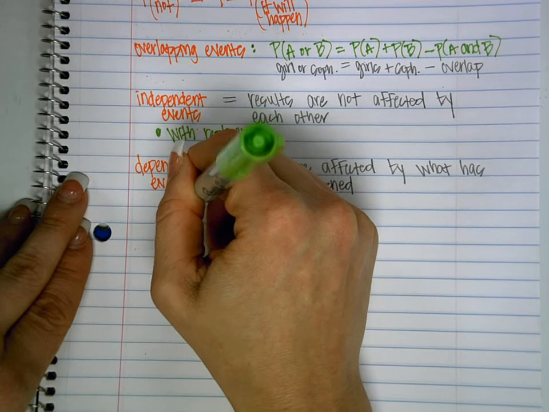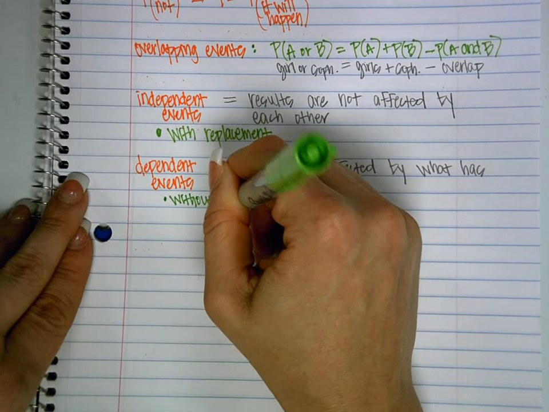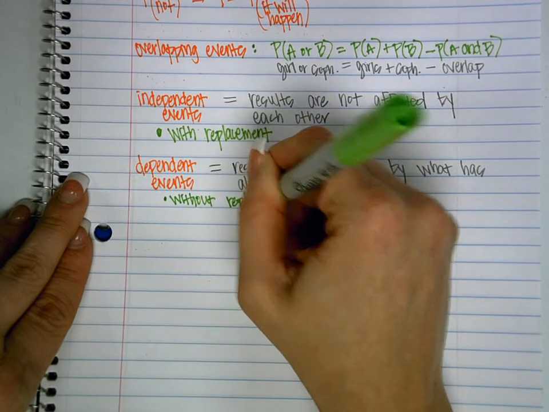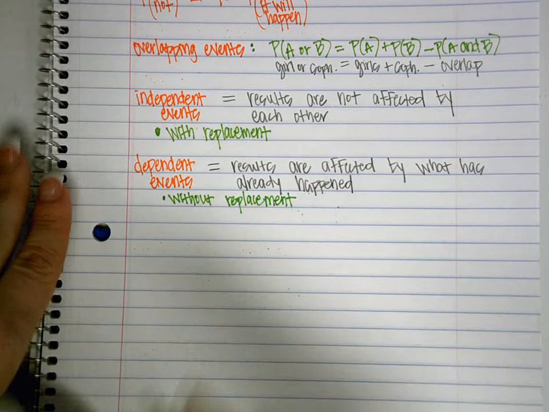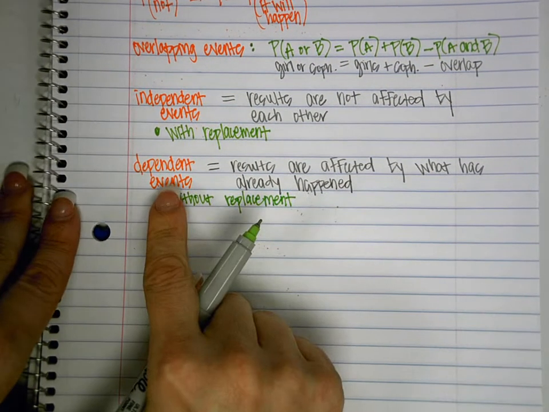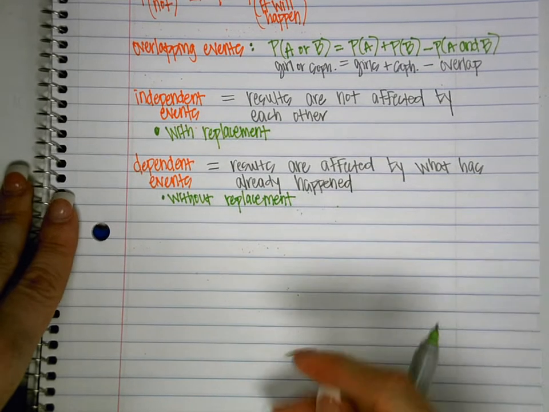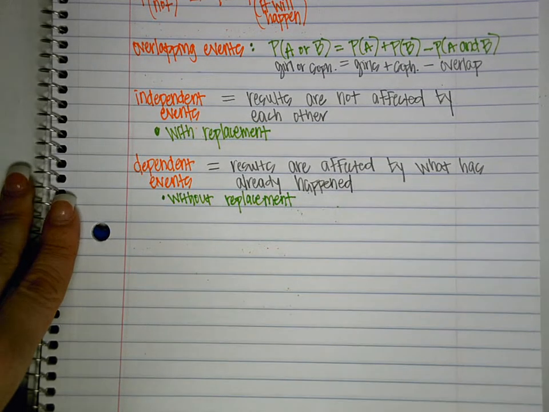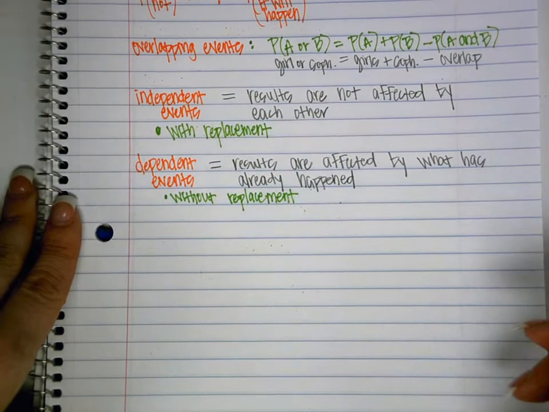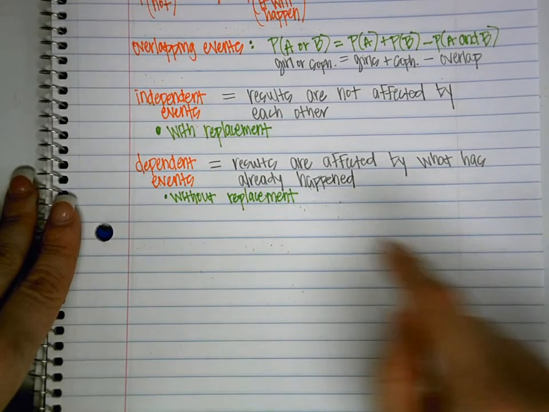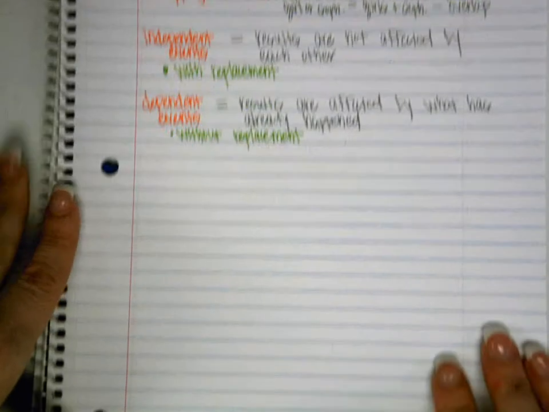So for instance, if I have a bunch of marbles and I take one out and I do not put it back, the next one I pick is a dependent event because your denominator changes. It's going to become less. So that's the difference between independent and dependent events. So with replacement and without replacement. Okay, we're almost done.